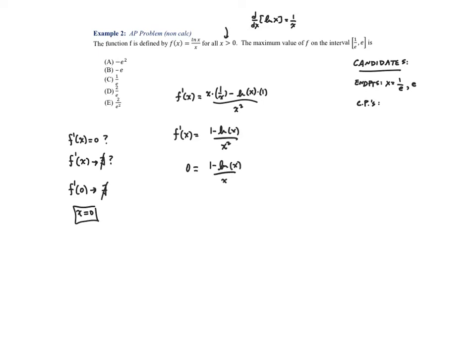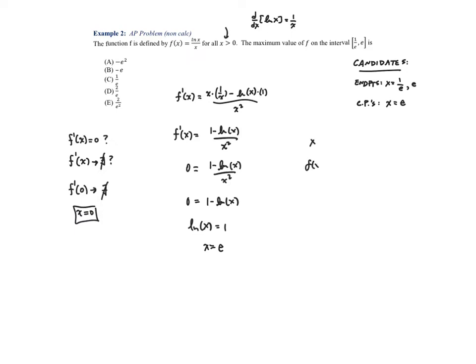Okay, and the only way that this would equal 0 is if the numerator equals 0. The only way that's true is if natural log of x equals 1, which means that x would equal e. So we've got one critical value, and that critical value or critical point is actually also an endpoint.